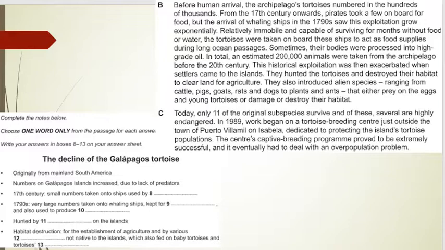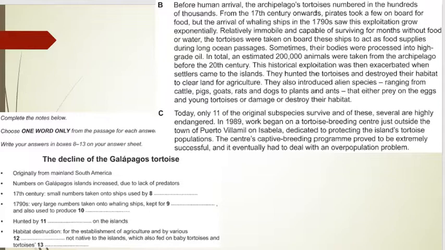I hope all of you have got the right answers. Let's discuss them so that we get a clarity on what the answers are. So, what's the first question? Originally from mainland South America, the title is The Decline of the Galapagos Tortoise. The first question is in the 17th century. So, dates and years, which are nouns, need to be understood as the main keywords. 17th century, what happened? Small numbers taken onto ships used by.